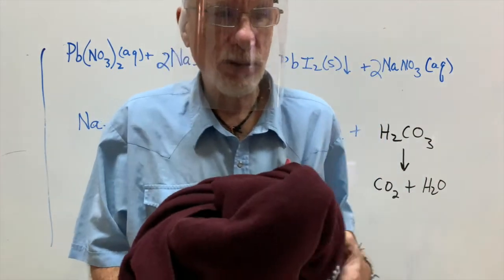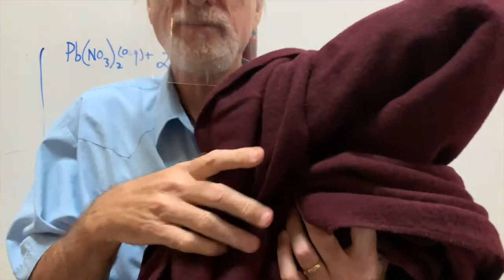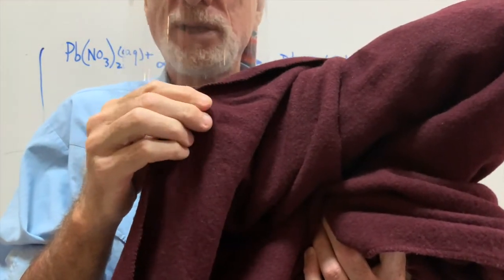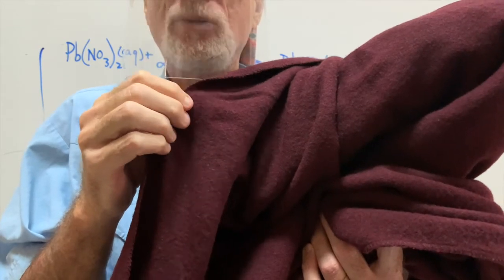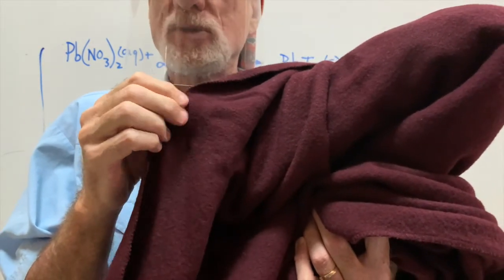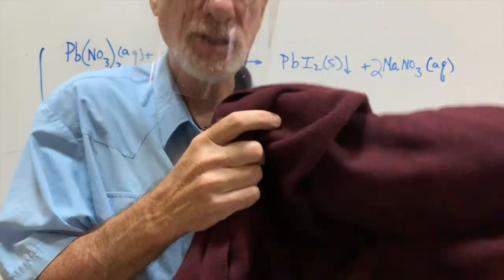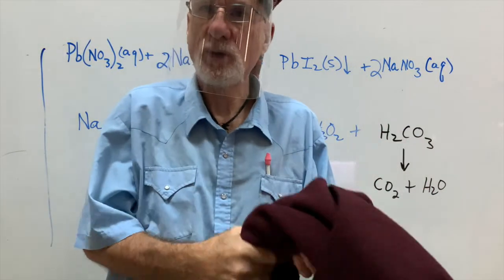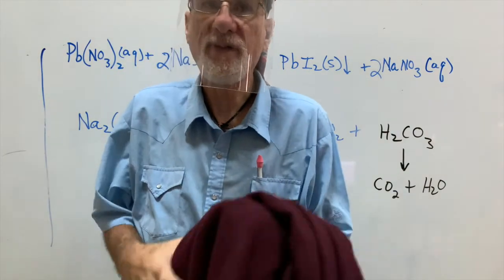Now this blanket is made of material that doesn't catch fire. Doesn't catch fire. You'd really have to work hard at even making it smolder. So you take this and you simply smother the flame. That's all you're doing. It's called a fire blanket.